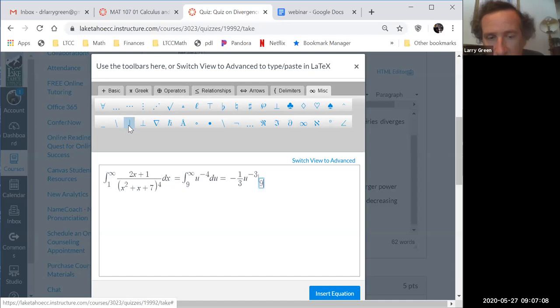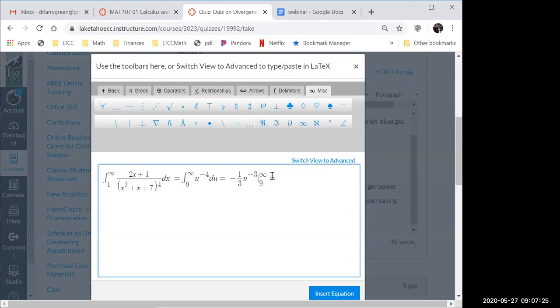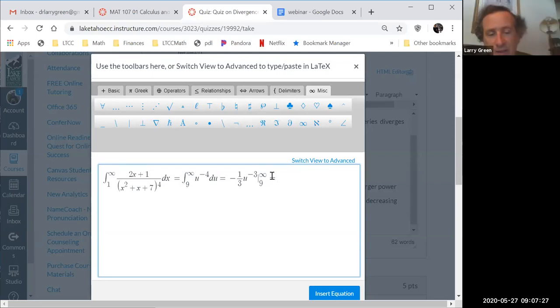From 9 to infinity. And the important thing is what happens when I plug in infinity, or take a limit as u goes to infinity? You get 0. So this is equal to 0 minus a number. I'm just going to write number because I don't really care what number it is.